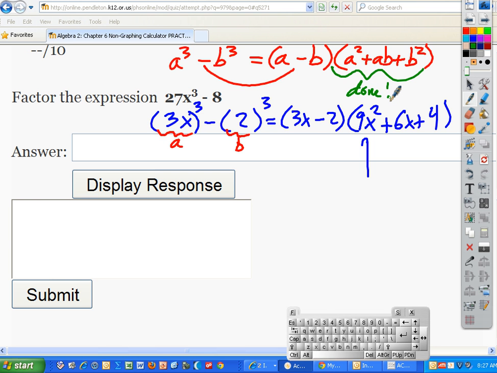Okay? When you use that difference of cubes or sum of cubes, you get the linear factor and the quadratic factor. And assuming that there's no greatest common factor, you've got to check for that. But if that's not there, you can't factor this into two pieces ever. Okay? Make sense?